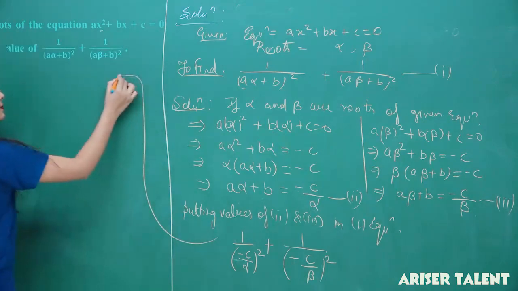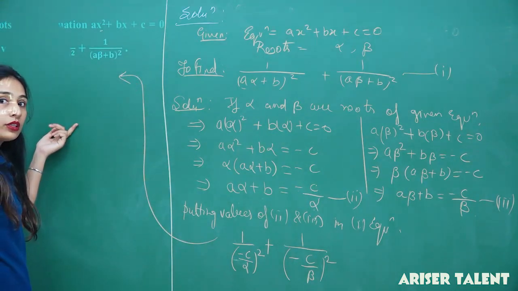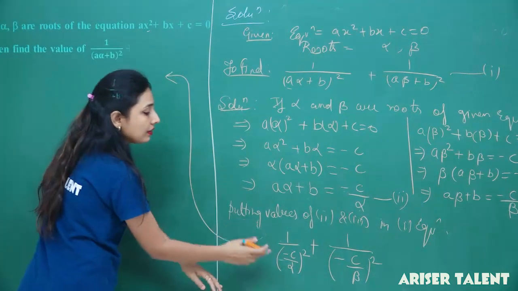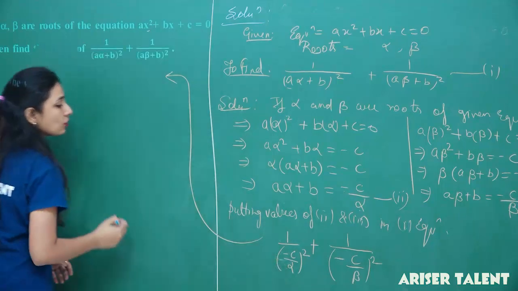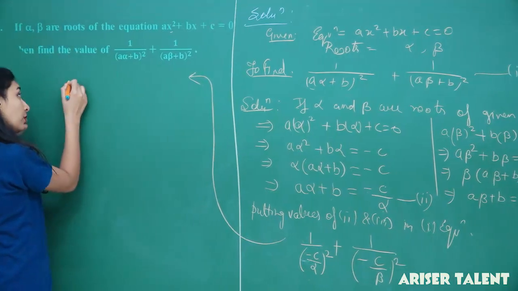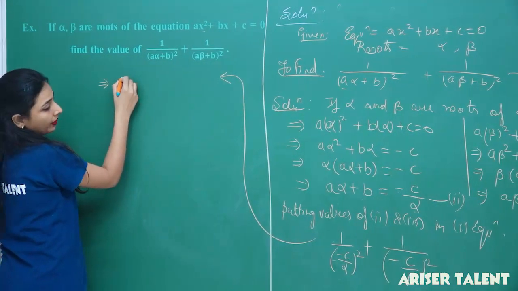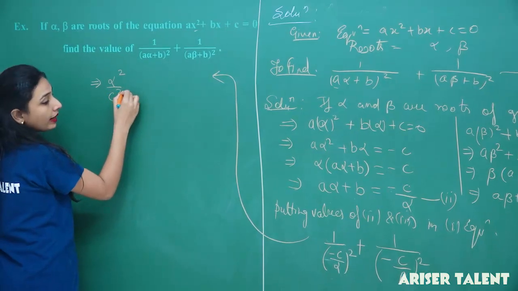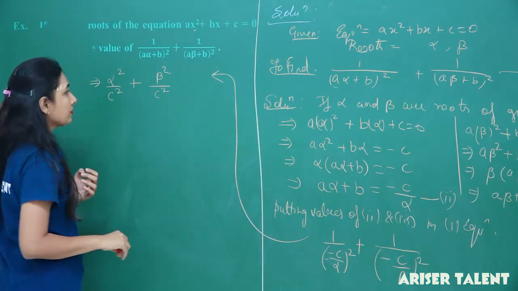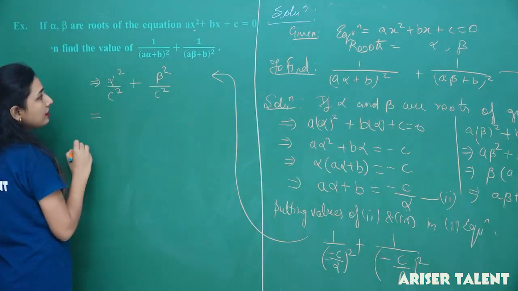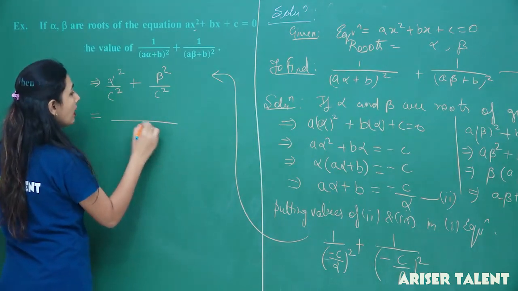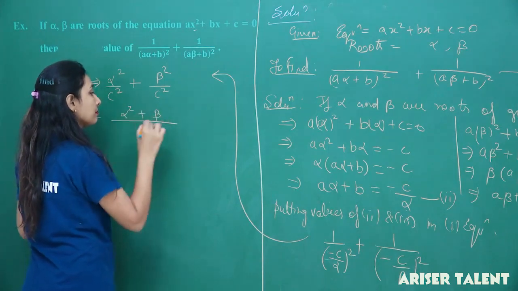Now students, come here at this portion. Here you will see that it will become inverse, so alpha square by c square. Now minus c square is again c square, so no worries about that. That will become alpha square by c square plus beta square upon c square, that is equal to (alpha square plus beta square) upon c square.